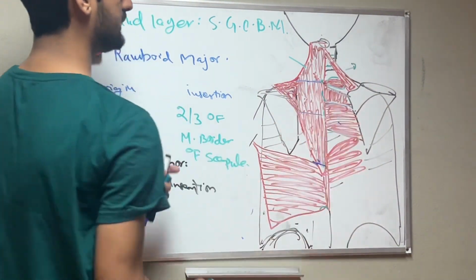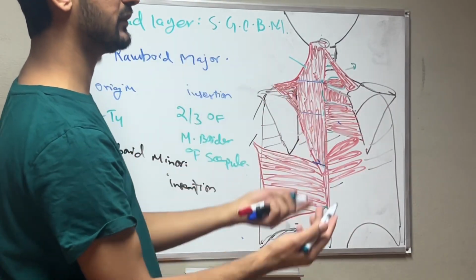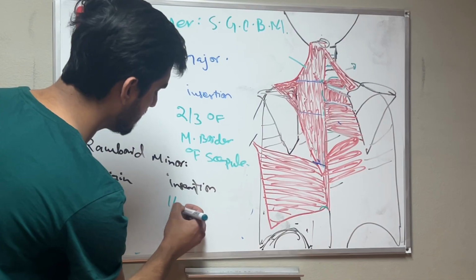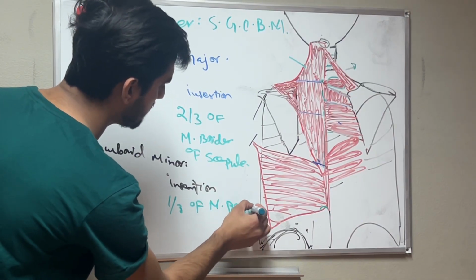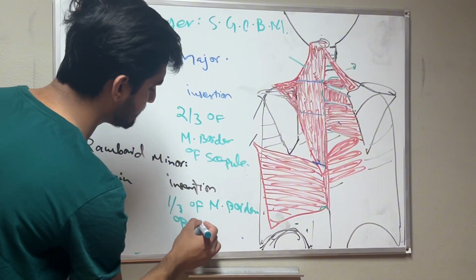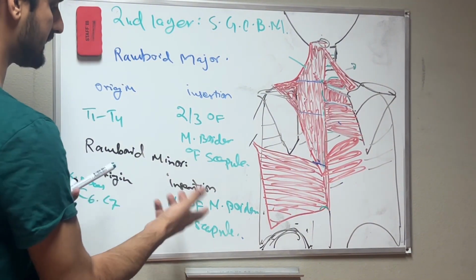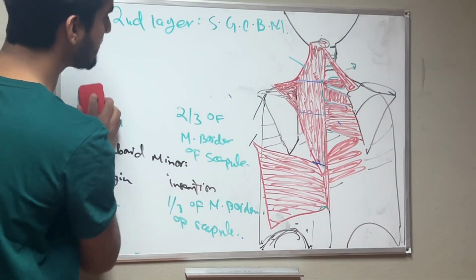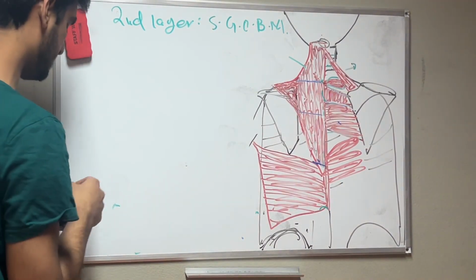and the one area remaining of the middle border of scapula is for rhomboid minor muscle. It is called one-third of the middle border of scapula. Okay, these are the second layer muscles, rhomboid major and minor. Okay, then we have the third muscle. We have levator scapulae muscle. Okay, it's very easy. Levator scapulae muscle.